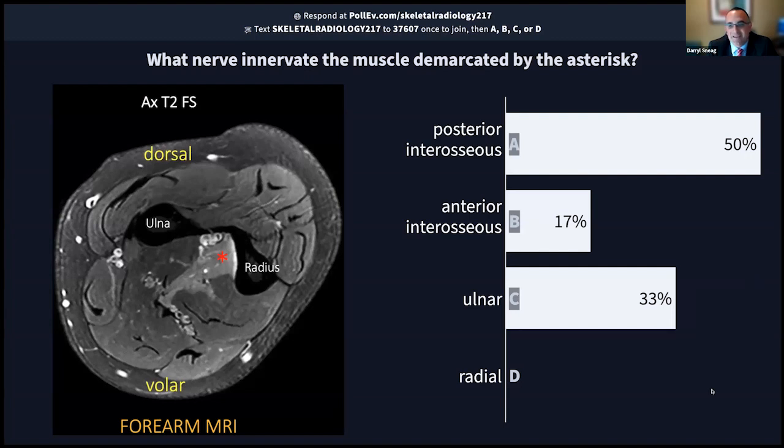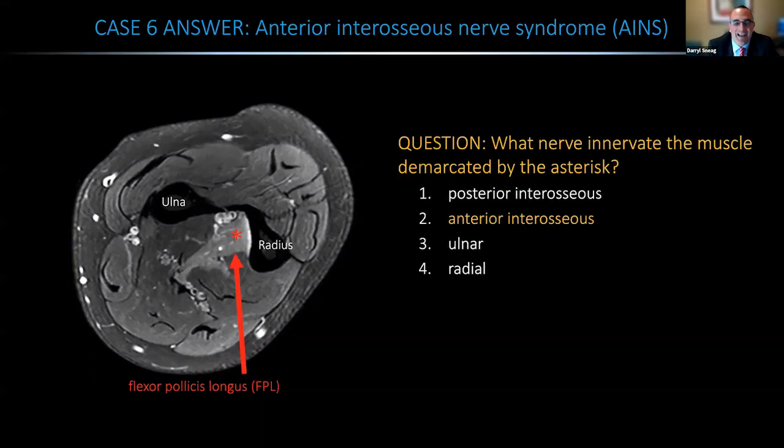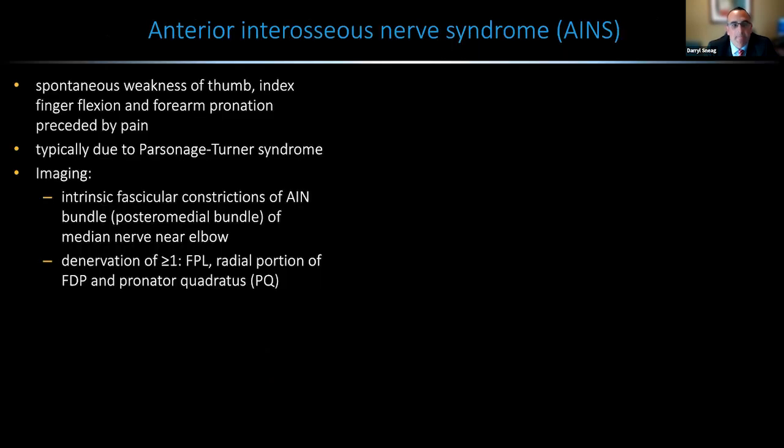And someone's coming in, the anterior interosseous nerve. All right. Okay, so this is a muscle innervated by the anterior interosseous nerve, and the muscle is the flexor pollicis longus muscle. And let's go through this.